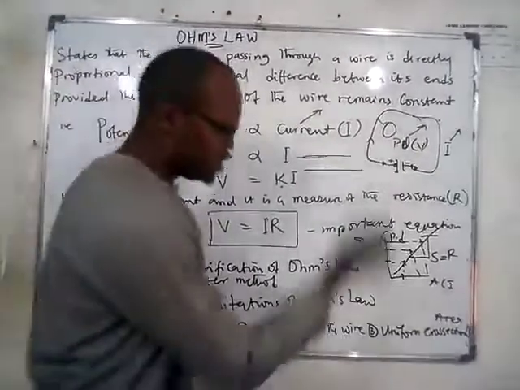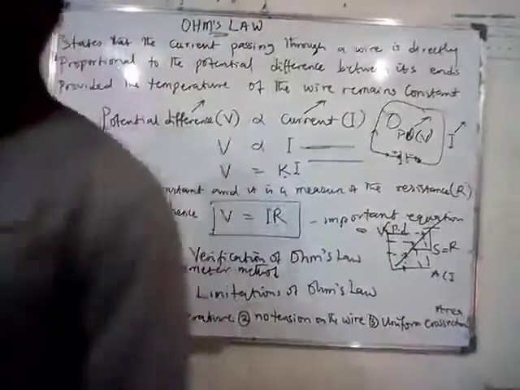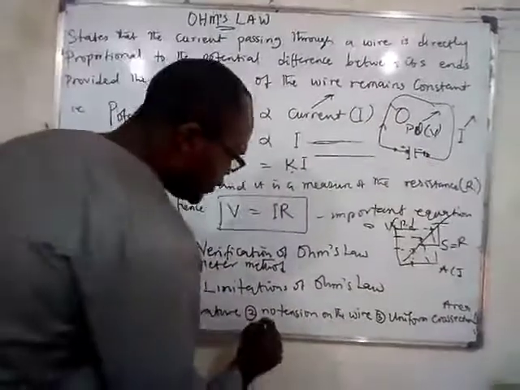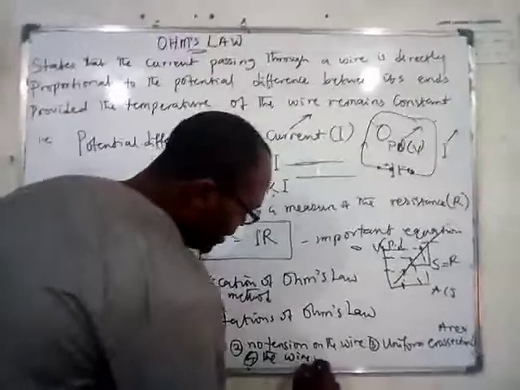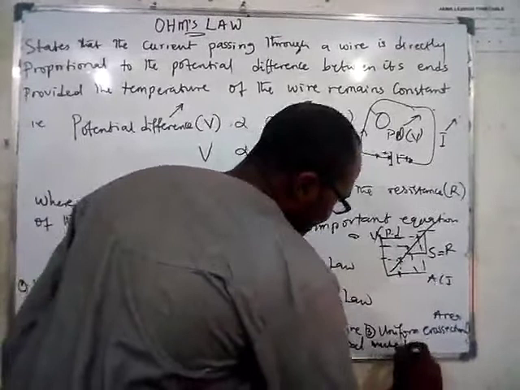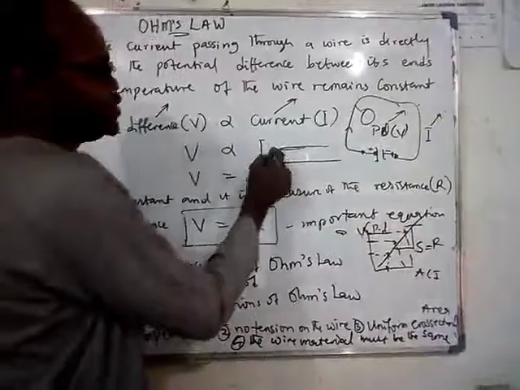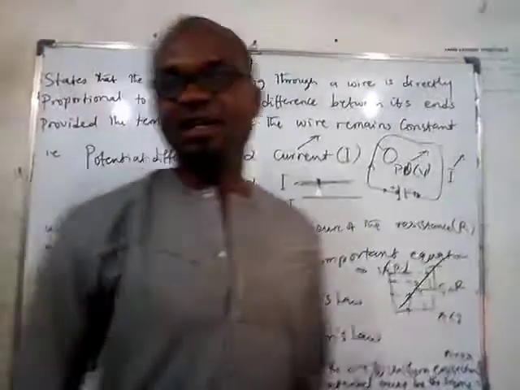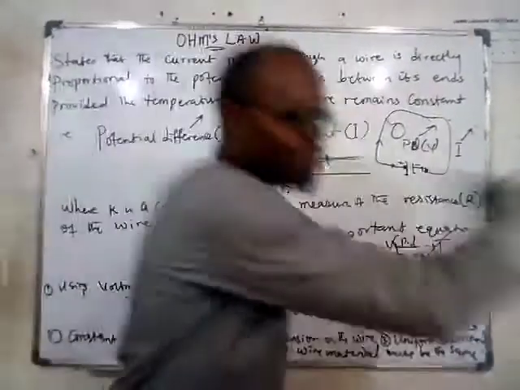And for Ohm's law to be obeyed, there has to be constant wire temperature. There should be no tension on the wire. There should be uniform cross-sectional area of the wire. And also the wire must be made of the same material. You cannot use a wire where part of it is copper and part of it is zinc or something. You understand? There has to be copper all through.